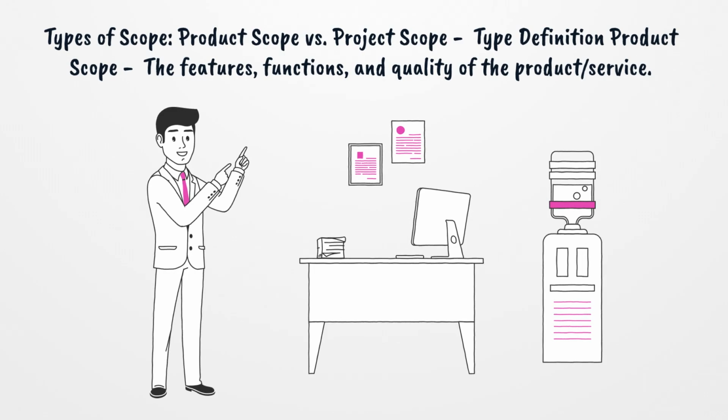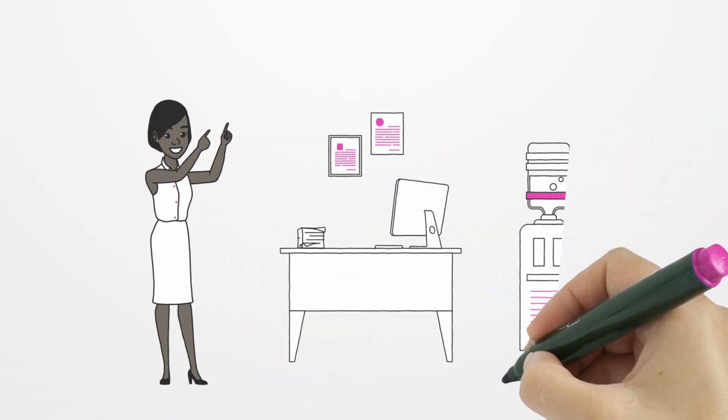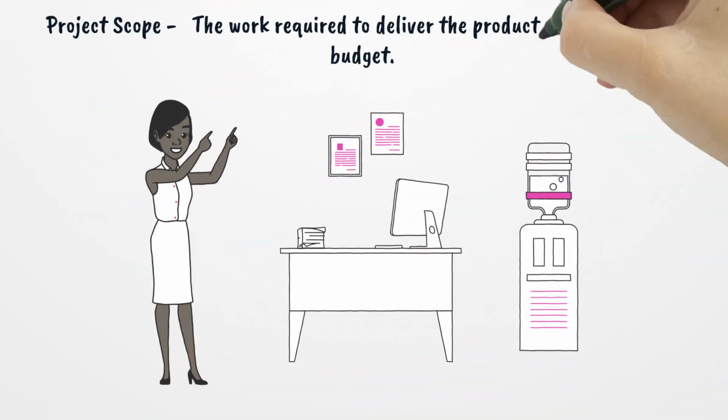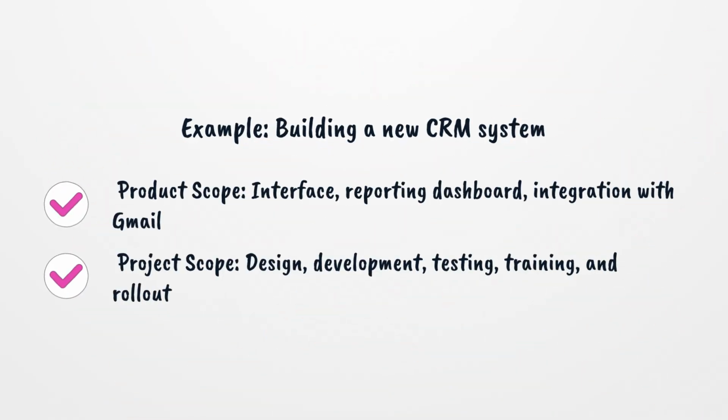Product scope: the features, functions, and quality of the product/service. Project scope: the work required to deliver the product within time and budget. Example, building a new CRM system. Product scope, interface, reporting dashboard, integration with Gmail. Project scope, design, development, testing, training, and rollout.